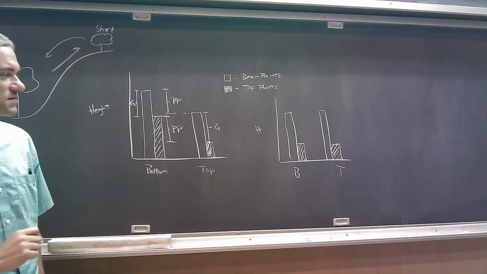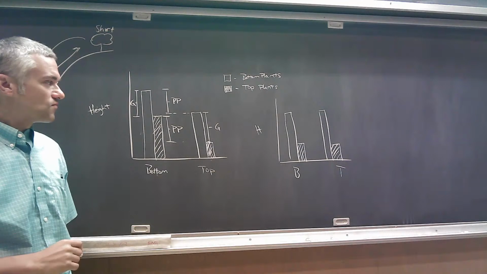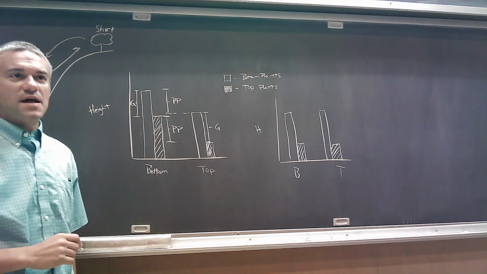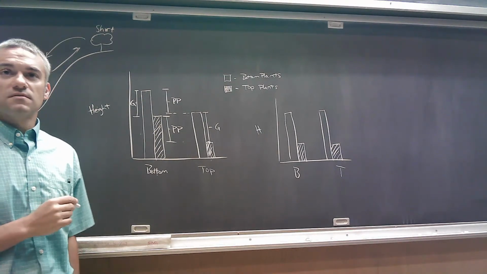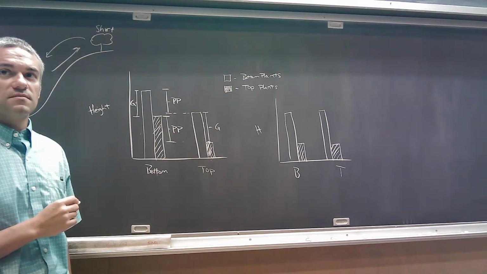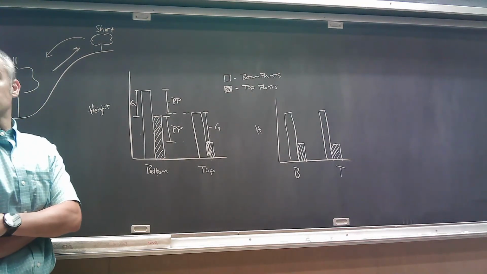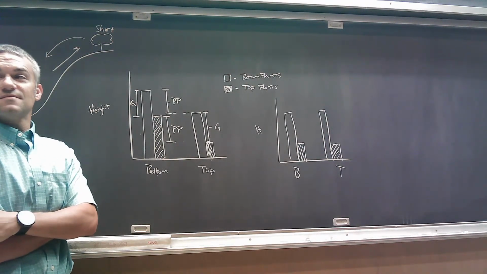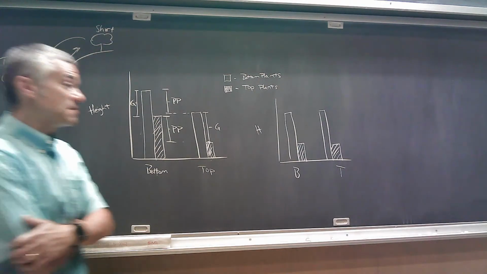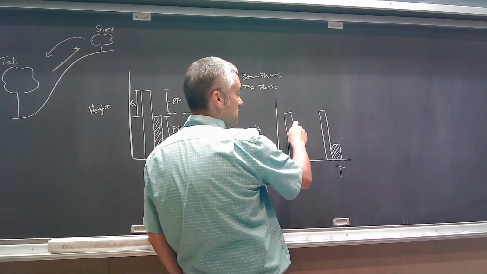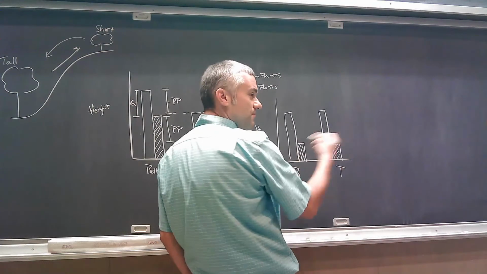If we get something like this, same type of graph, just different bars, different locations. Is there any phenotypic plasticity affecting this variation? Yes or no? No. Did the genotypes change? No. We took the bottom plants, when they grew them at the top, they were the same height. We took the top plants, grew them at the bottom, they were the same height.